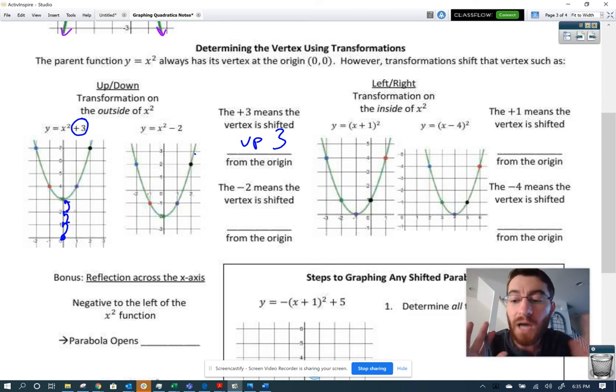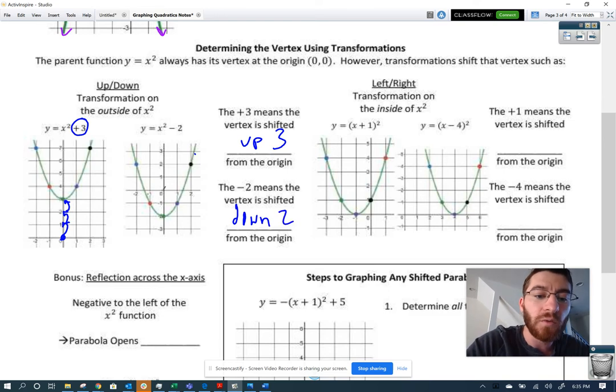So that's what it means to be up 3, where we literally took our parabola and we moved it up 1, 2, 3. So the -2 in the next one, x squared -2, that means we are shifted down 2. So we went down 1, down 2. Okay? Let's do left and right transformations.